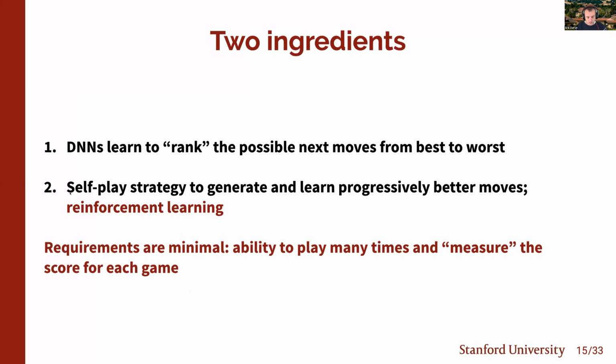So the way AlphaGo was essentially implemented is that there is a self-play strategy. So the computer plays against itself, generates new moves, and then is able to improve its deep neural network using these new moves, and then just keeps repeating this process and progressively making improvements. So really, what you need to do to make this work is you need to be able to play the game many times. So the forward simulation should be reasonably computationally cheap, right? Should not be too expensive. And then simply you need, at the end of each game, to be able to measure the score.